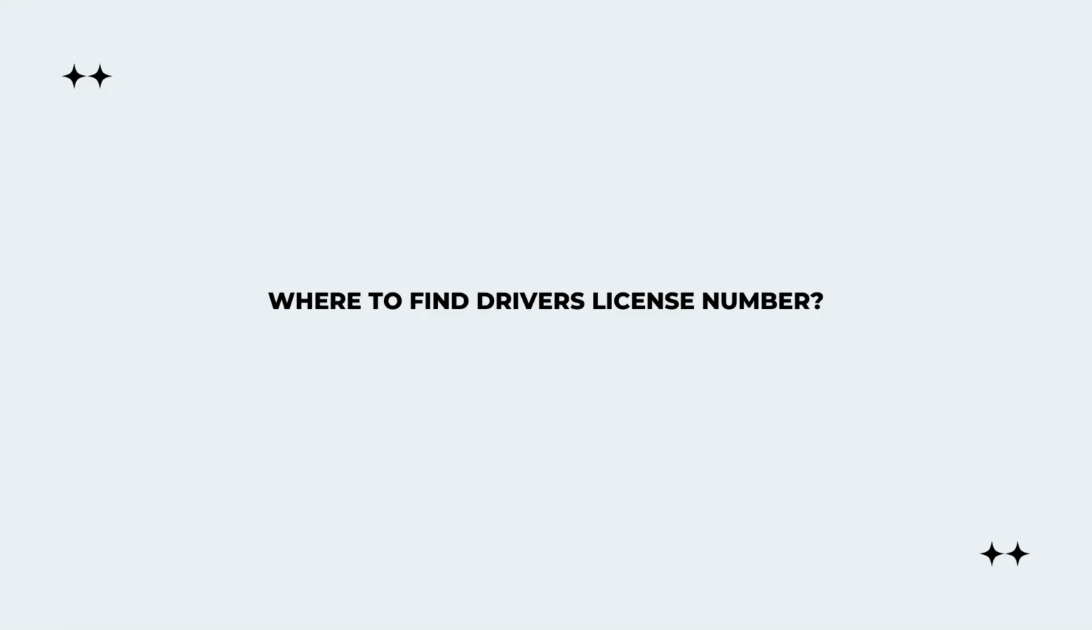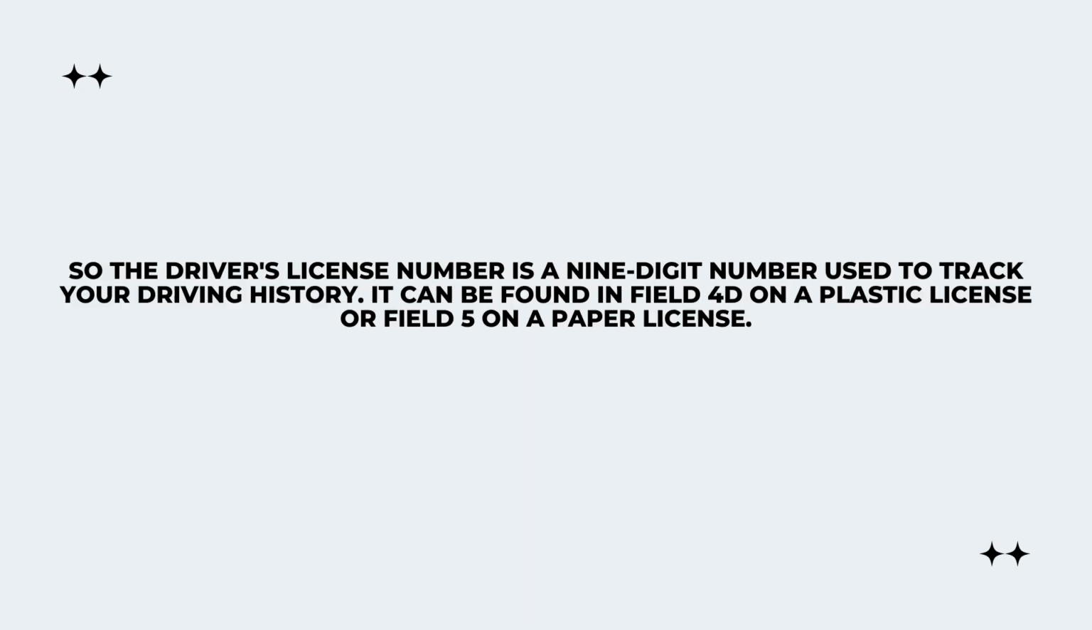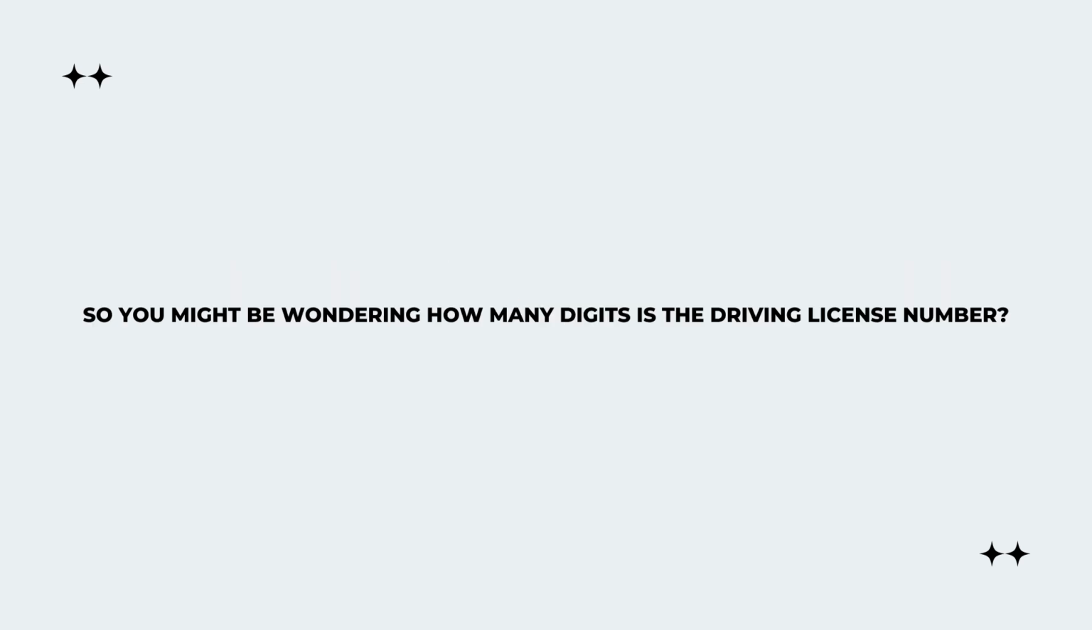In this video we'll talk about where to find the driver's license number. So let's get started. The driver's license number is a 9-digit number which is used to track your driving history, and it can be found in field 4D on a plastic license or field 5 on a paper license. So you might be wondering, how many digits is the driving license number?